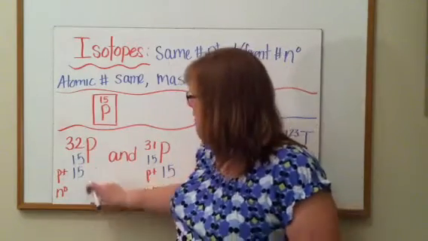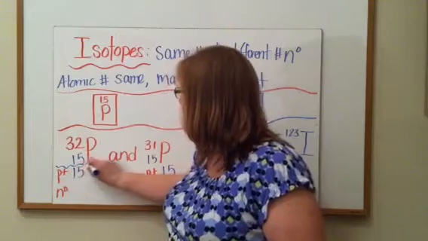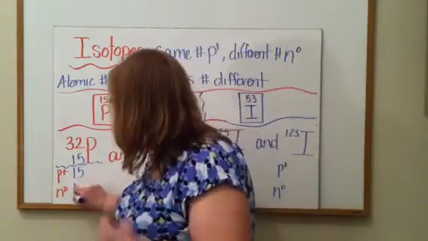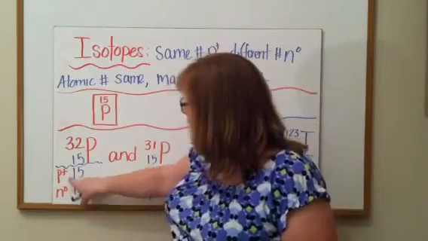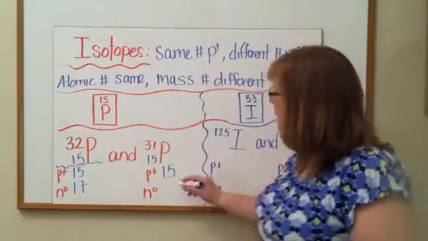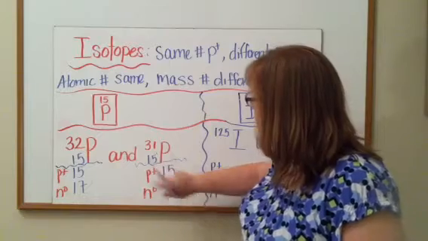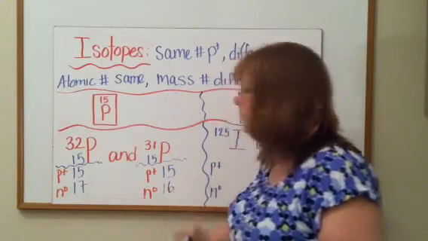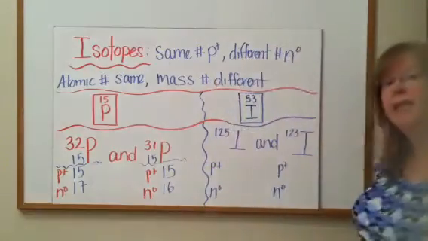How do we get neutrons again? Well, 32 minus 15 is equal to our number of neutrons, and so that equals 17. Remember, we can check if we did it right. Adding the neutrons and protons together should give us the mass number. In P31, notice the mass number is 31, the atomic number is 15. 31 minus 15 gives us 16 neutrons. Double check: neutrons plus protons should equal the mass number, and it does.